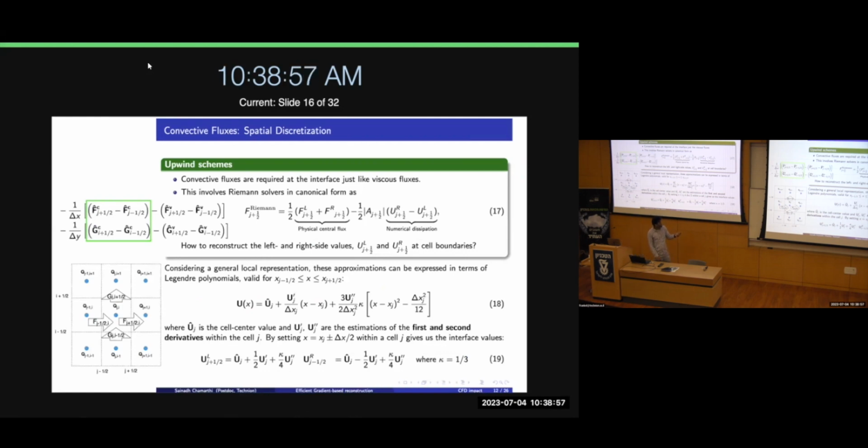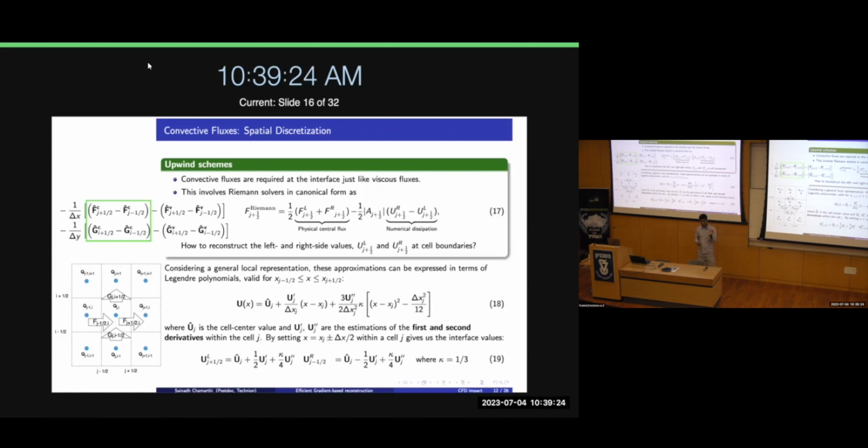So in the previous slides, I talked about the viscous fluxes. Now I explained about the convective fluxes. In general, for all the upwind schemes, for the convective fluxes, we use what is called a Riemann solver. And it has a physical central flux and a numerical dissipation, which is called U right minus U left. So the objective of the convective fluxes is to find out the left and right states, U left and U right, at the cell boundaries.